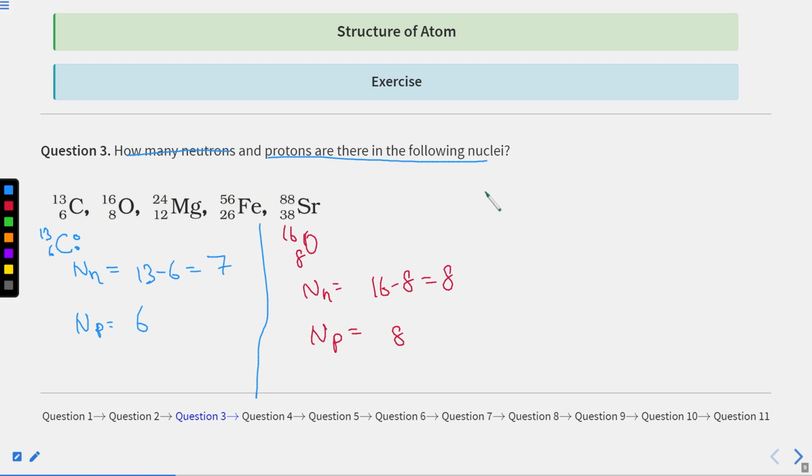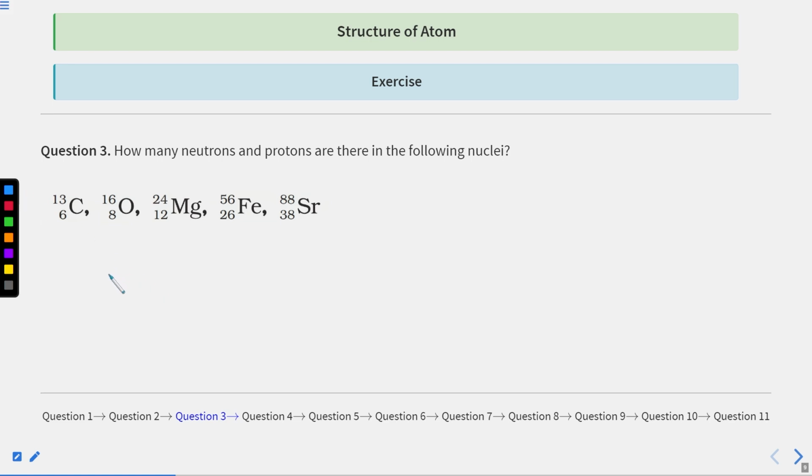Clear? Now next, for Mg, 24 Mg by 12. So therefore the number of neutrons is equal to 24 minus 12, that is 12, and the number of protons is equal to your atomic number. Clear?